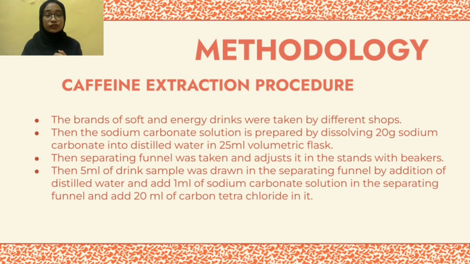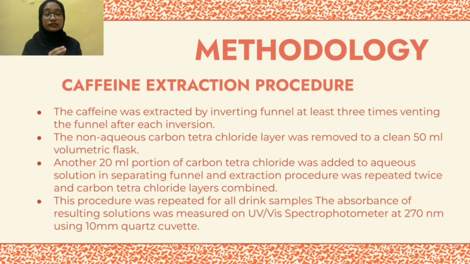sodium carbonate solution in the separating funnel, and adding 20 ml of carbon tetrachloride to it. Then, the caffeine was extracted by inverting the funnel at least 3 times, venting the funnel after each inversion. Next, the non-aqueous carbon tetrachloride layer was removed into a clean 50 ml volumetric flask. Another 20 ml portion of carbon tetrachloride was added to the aqueous solution in the separating funnel and the extraction procedure was repeated twice and the carbon tetrachloride layers combined.